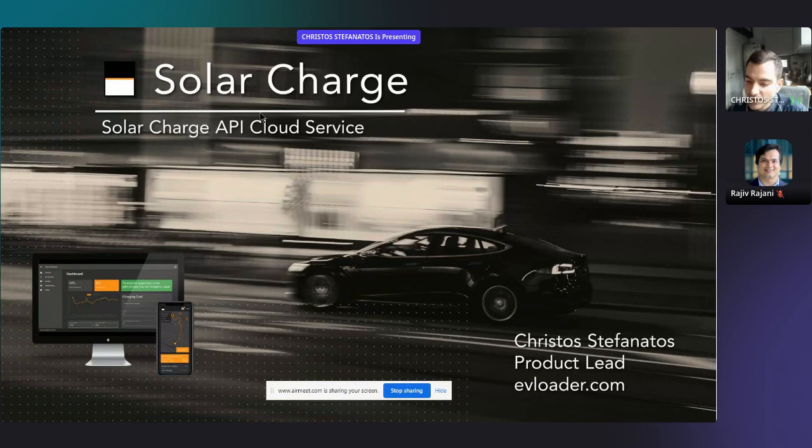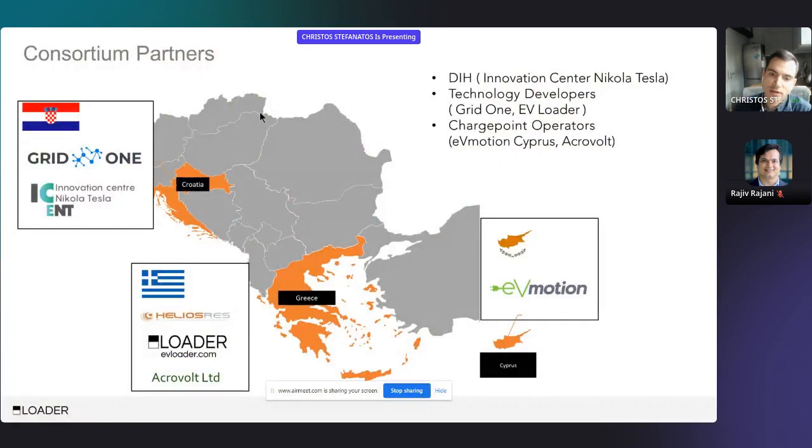So on our side, we are in a consortium focusing on the combination of solar energy and e-mobility. The consortium consists of Grid One, a company focusing on smart meter data in Croatia, and Innovation Center Nikola Tesla. It's part of the University of Zagreb, and it's our DIH for this project. And then in Greece, we have Ilios Res, a solar energy operations and management company that will be providing data.